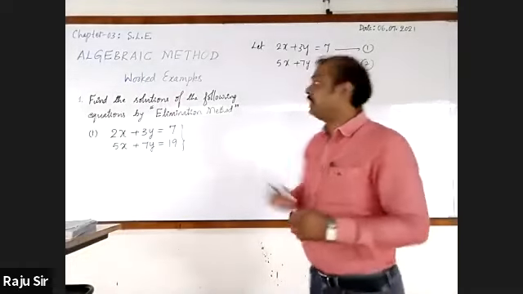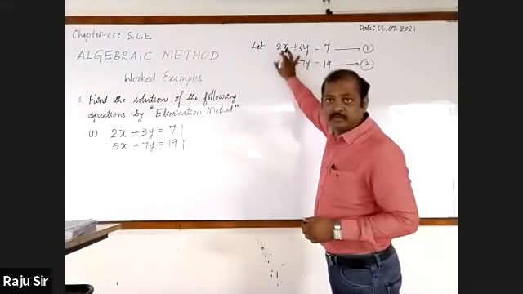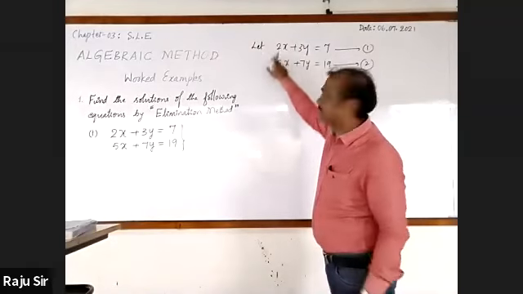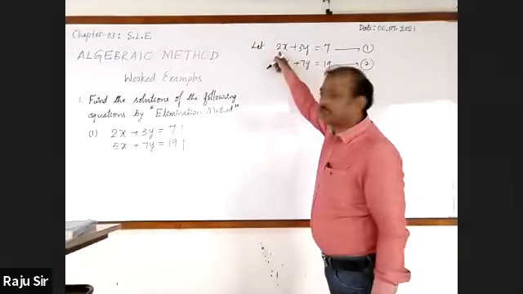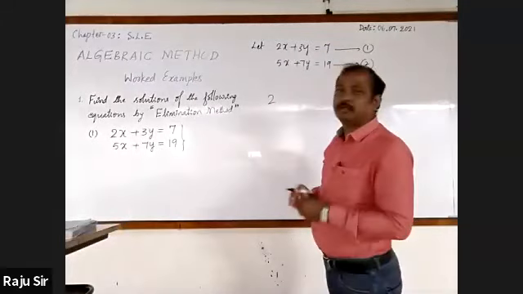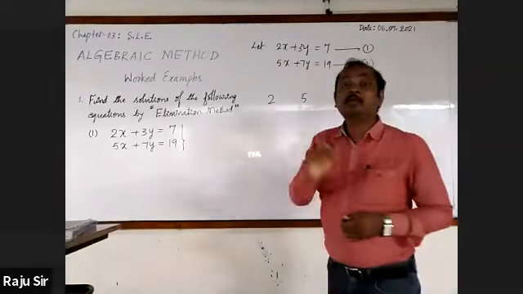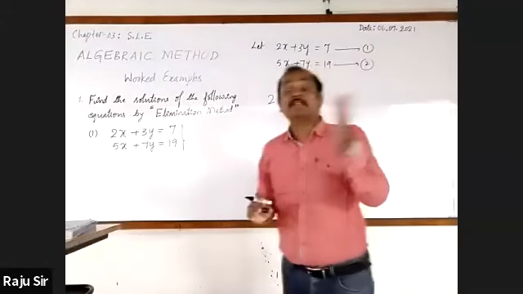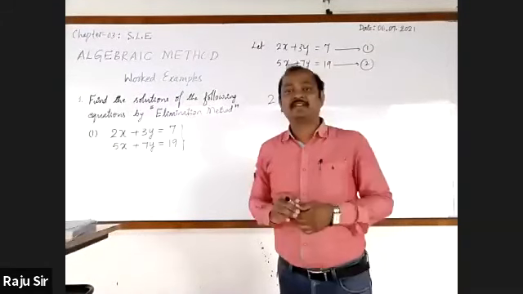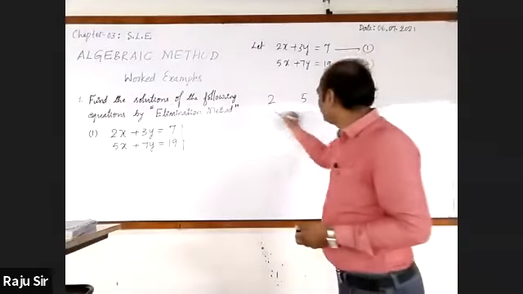If you are willing to eliminate x, their coefficients must be same. So coefficient of x in first equation is 2. Coefficient of x in second equation is 5. How do you go for equalizing? Balance, just recall balancing chemical equation. In the same way, you equalize this.